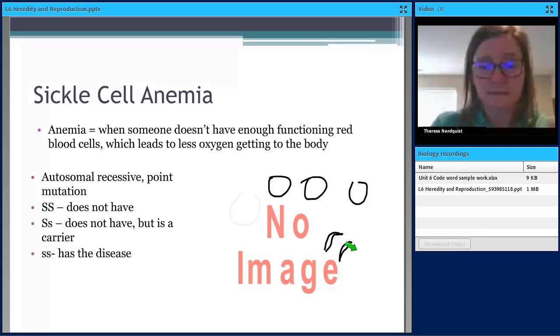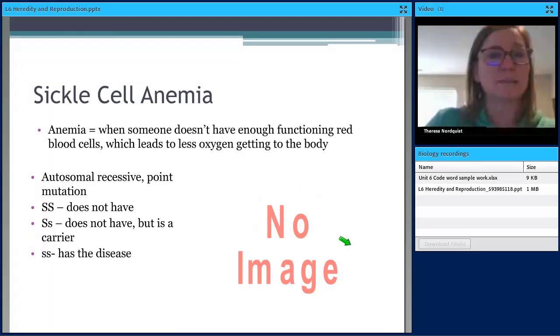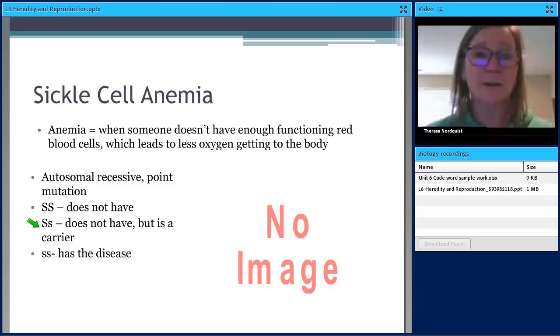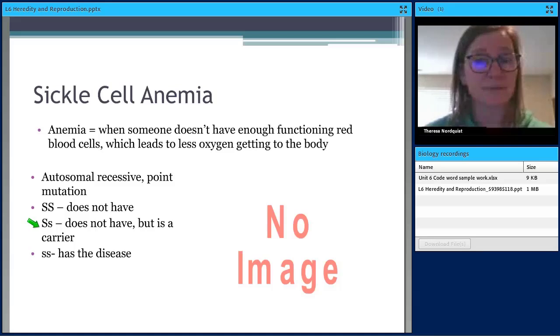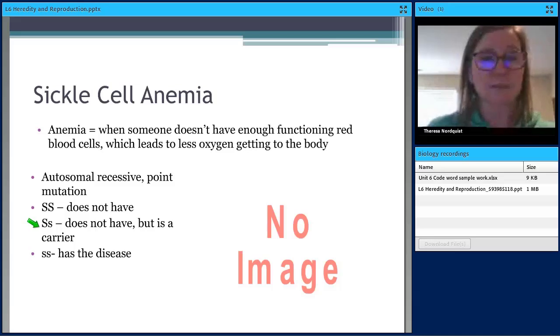Now, it's autosomal recessive, so you can see three different types of genotypes. Homozygous dominant, big S, you don't have sickle cell anemia, you don't have any sickle cells in your body. If you're heterozygous, one big S, one little s, you don't have sickle cell anemia, but you are a carrier of the mutation, meaning you can pass it on to your offspring. If an individual is homozygous recessive, little s, they have the disease. You have sickle cell anemia.